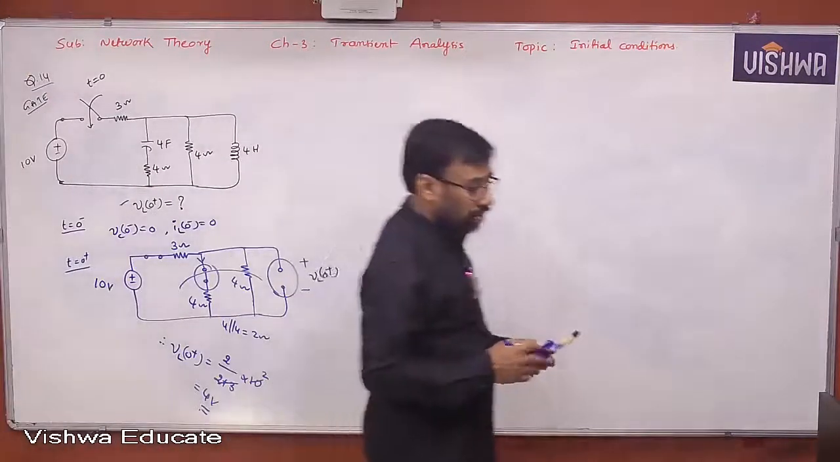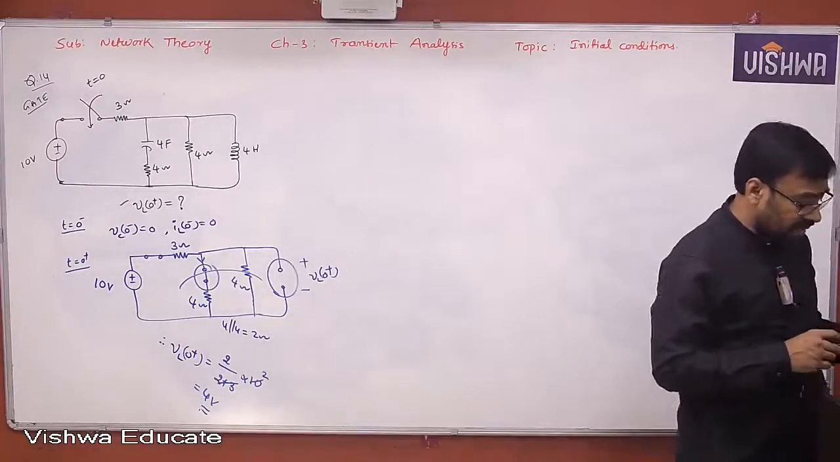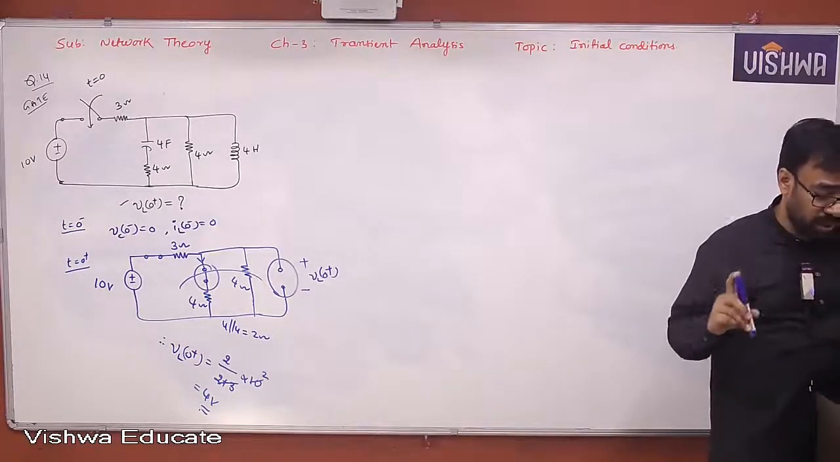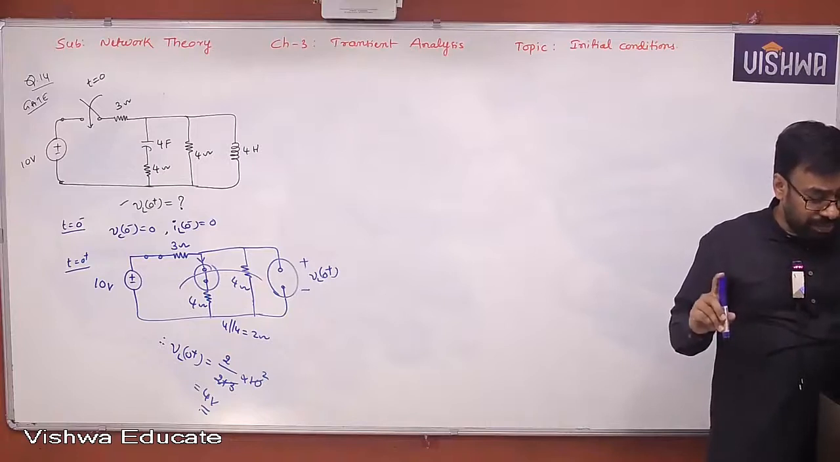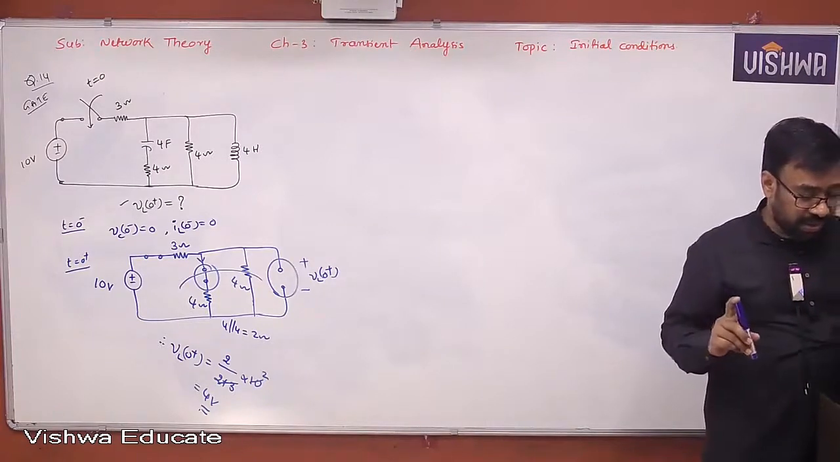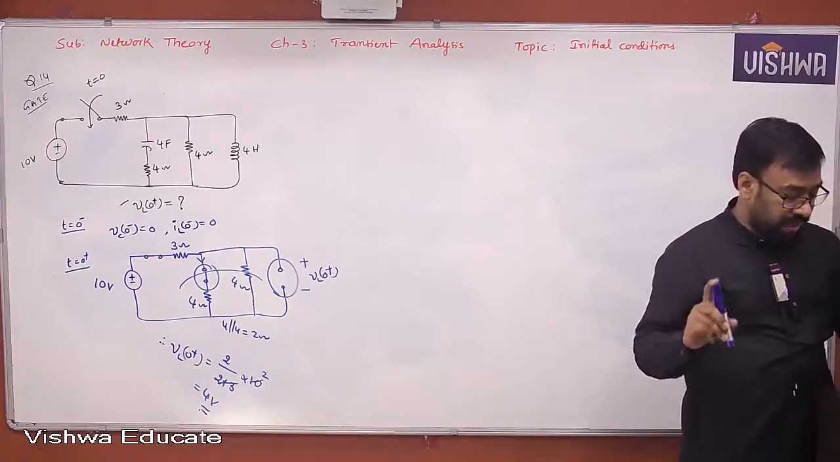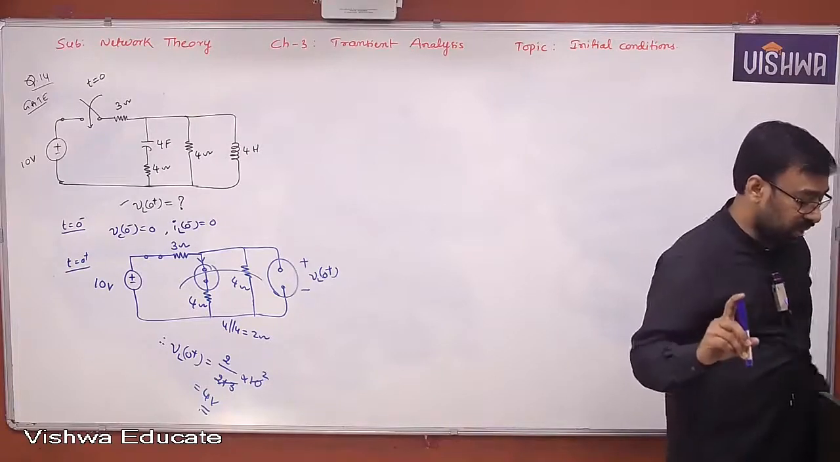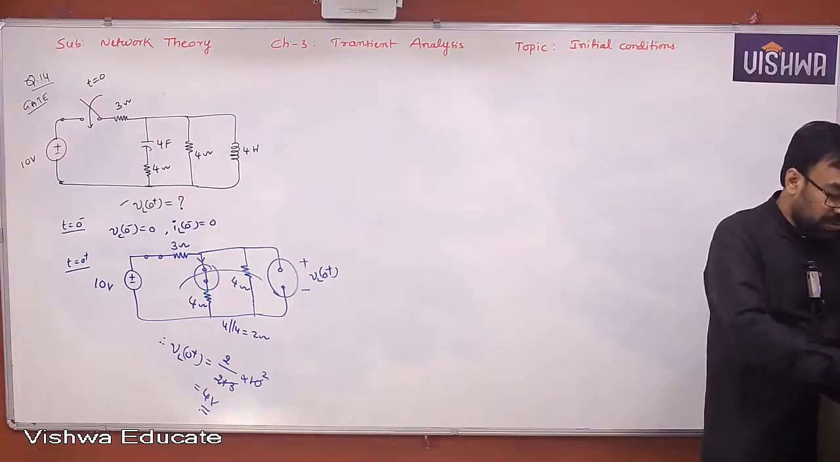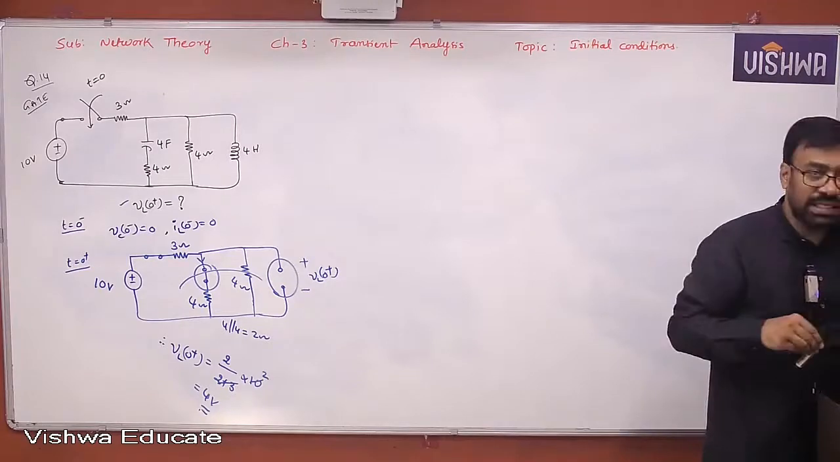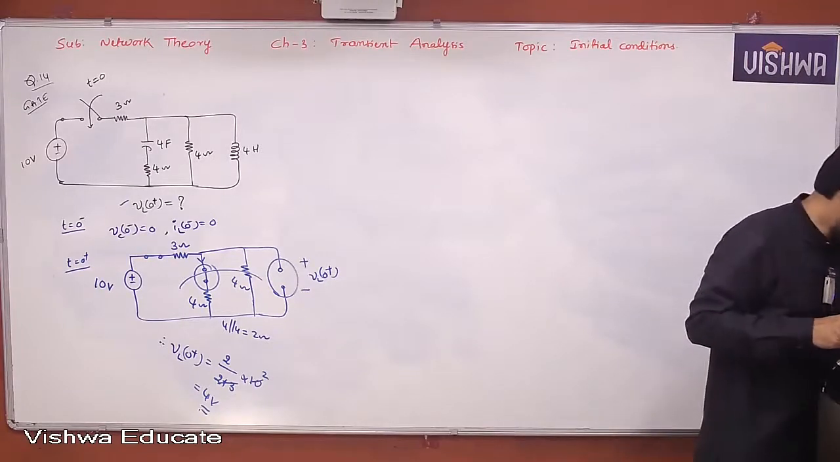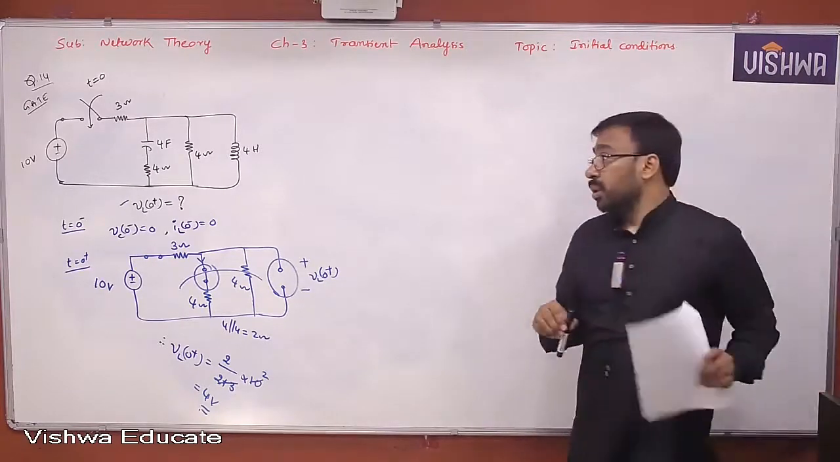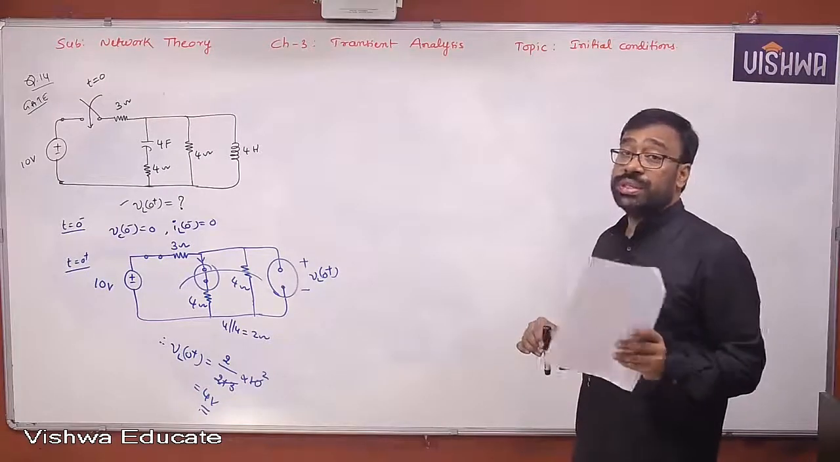Very simple problem. The t equal to 0 plus equivalent circuit construction is very, very important. And 99% of problems are given based on the t equal to 0 plus equivalent circuit only. So that is why you must be expert in drawing the equivalent circuit at t equal to 0 plus. You should not get confused. You should not make mistakes, I'm telling you.